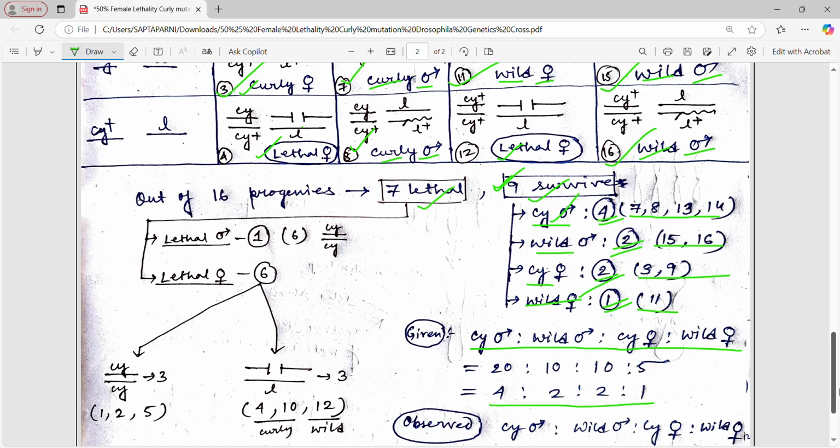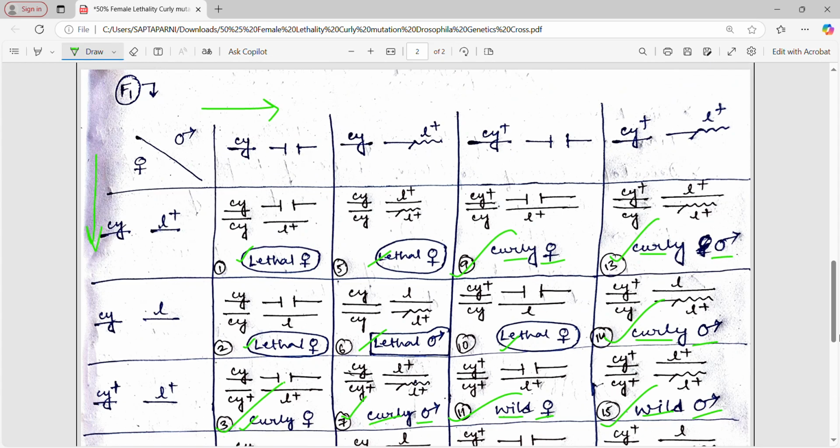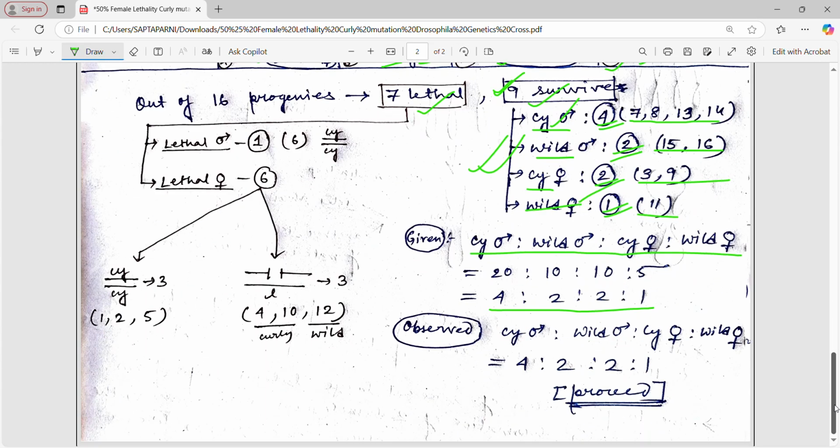And from our cross we have observed the same ratio, that is 4 is to 2 is to 2 is to 1. So the ratios are the same. So our cross is correct and it is proved.